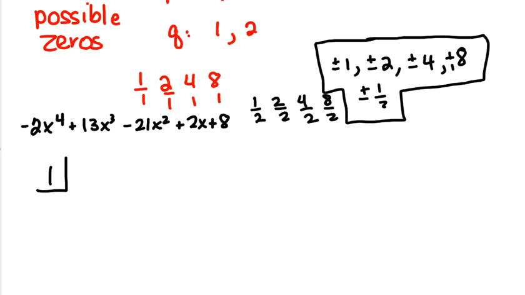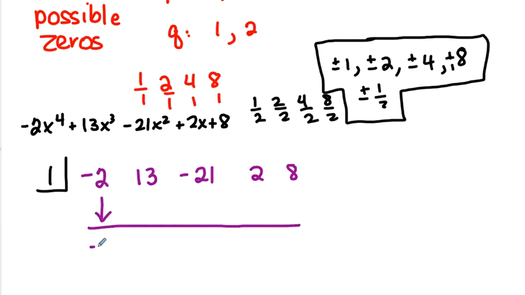Now, remember with synthetic division, we take the coefficients of each term. So negative 2, 13, negative 21, 2, and 8. And then we bring down negative 2. And we multiply 1 by negative 2, which is going to give me negative 2. And then I add down, so that's going to give me 11. 1 times 11 is 11.